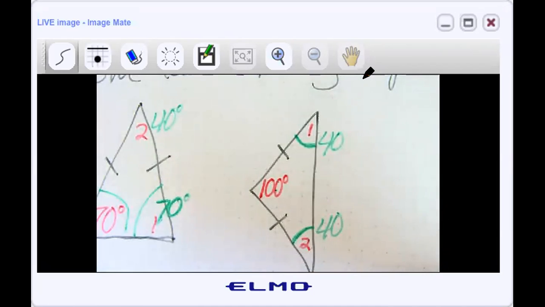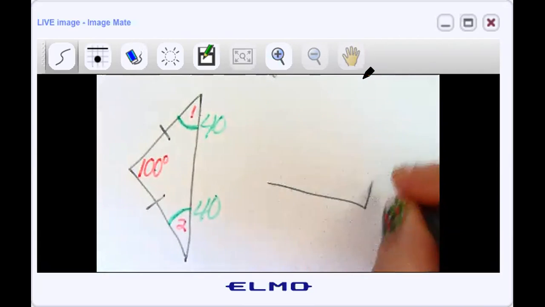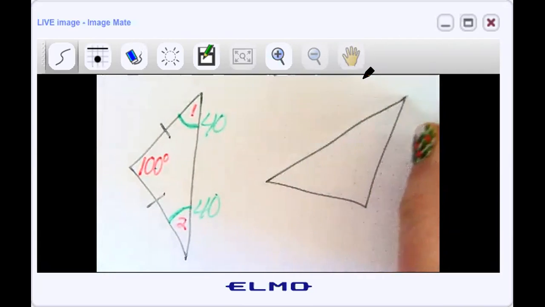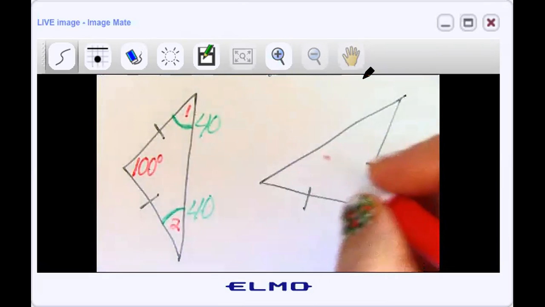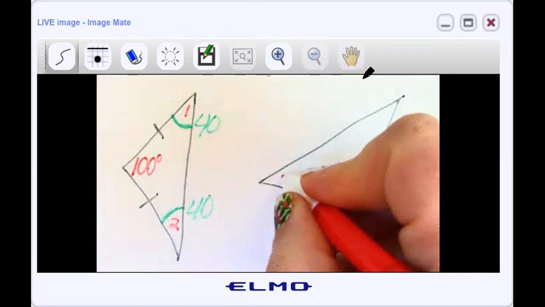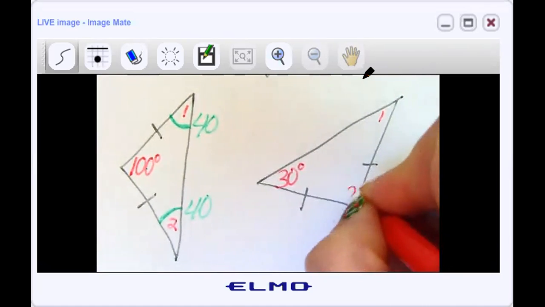Ooh, be careful. Sometimes I'll give you a base angle, sometimes I'll give you a vertex angle. You never know. So try this one. This time I'll give you that this angle here is 30. So please find for me angles 1 and 2.